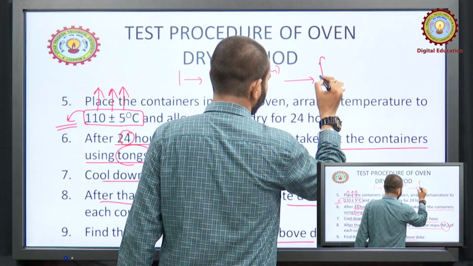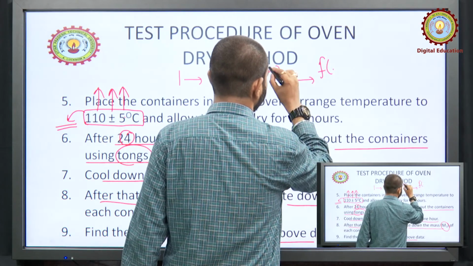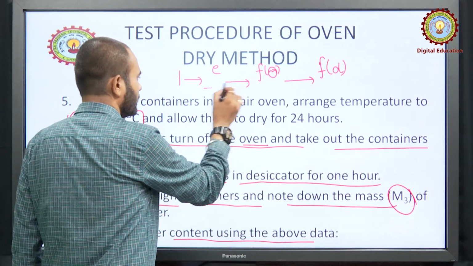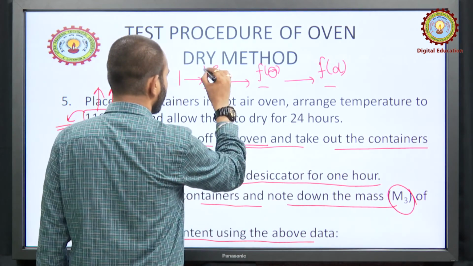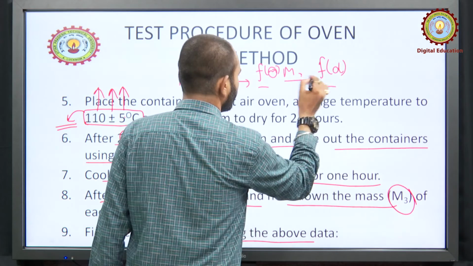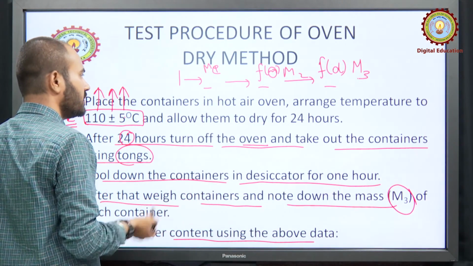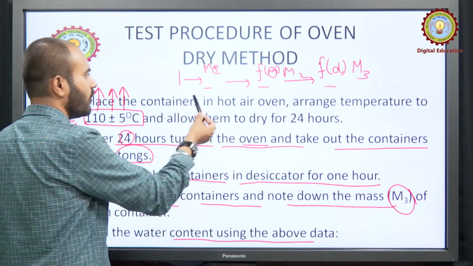Now again it is filled, but now this is not moistened, now this is dry soil, oven dried soil. So we have three things now. This was named M1, this was named M2, this was now named as M3. Okay. So now we have all this data.